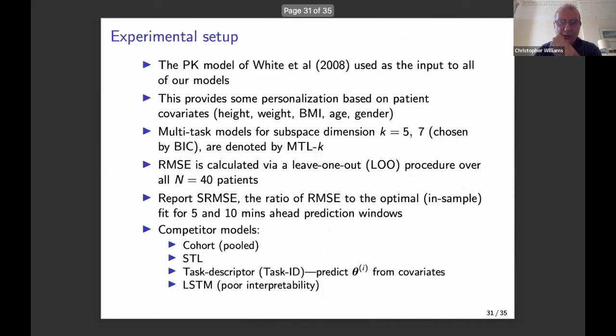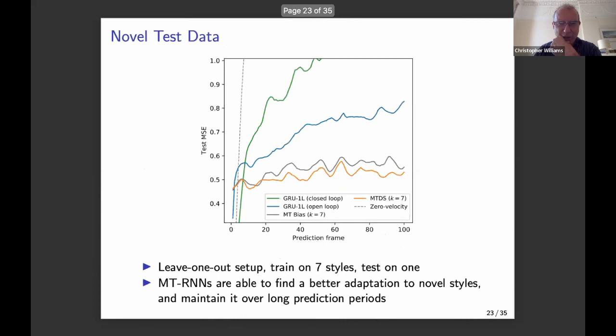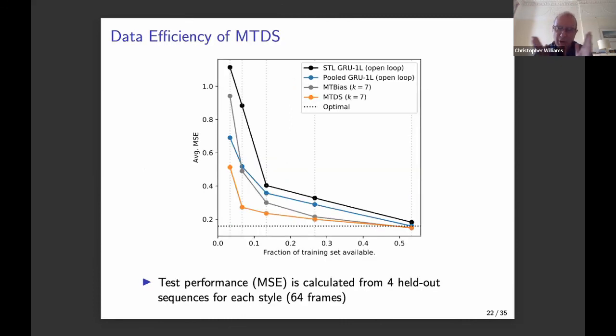Right, yep. Let me just find the slide. Well, let me give the caveat: we're not experimenting on this morphing task. But what I presented in this slide is that we've got some test set performance. For each style, we've got some held out sequences, and we can see that if we use a relatively low fraction of the training set for training such models, then the MTDS shown in orange is getting better predictive performance than the competitors.